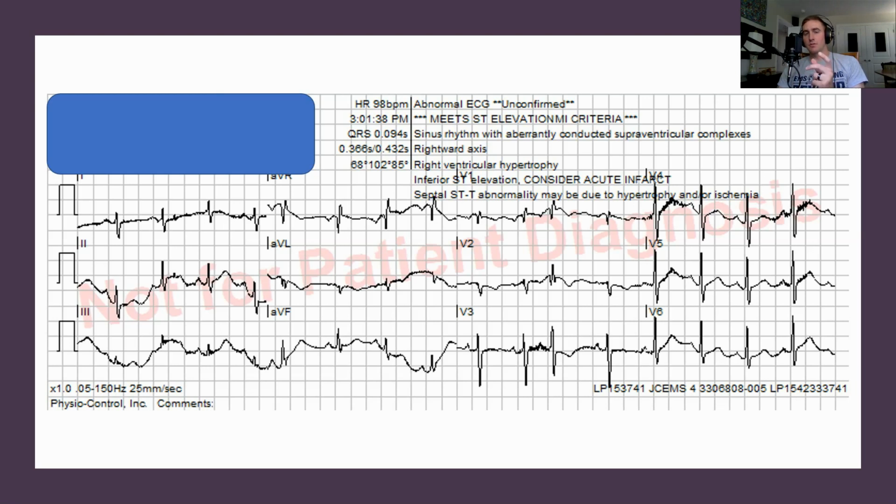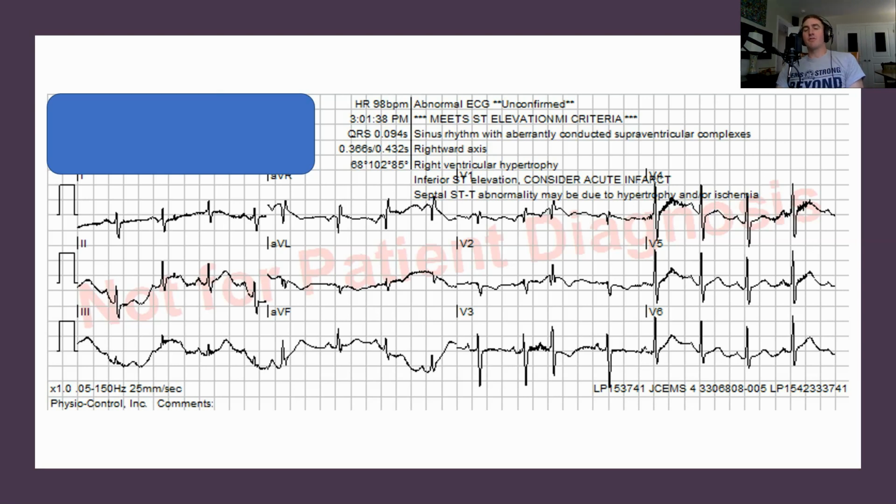So this was one EKG in a series of multiple EKGs that would give the computer interpretive statement of meets ST elevation MI criteria, and then some would not. The paramedic, at their discretion, decided to go ahead and activate the cardiac cath lab because, generally, it's better to err on the side of caution. But what I really want to point out on this EKG is that there is a lot of artifact.